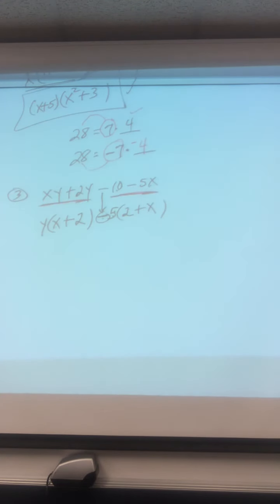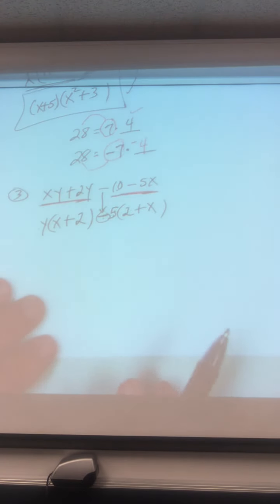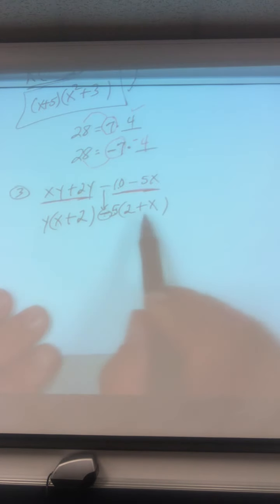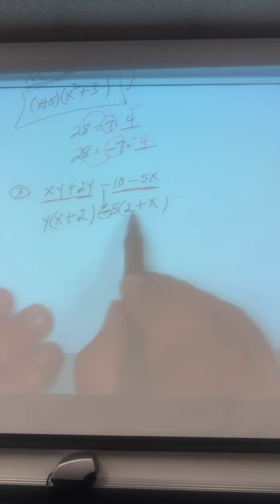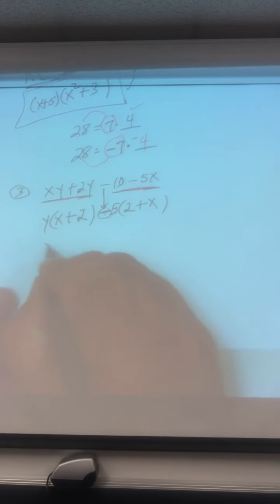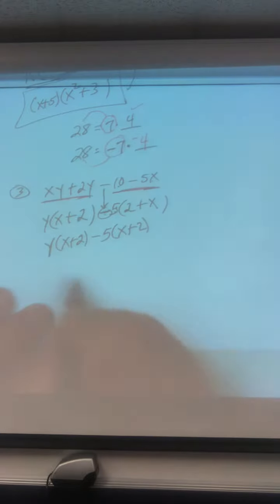Now, you said, now wait a minute. X plus 2, these aren't the same. Yes, they are. Remember, addition is commutative. If I say 7 plus 3 or 3 plus 7, is that the same thing? Yes. So x plus 2 and 2 plus x is the same thing. Now, you don't have to rewrite it if you just know that it's the same. If that does bother you, then rewrite it. You don't have to, but if it bothers you, rewrite it.